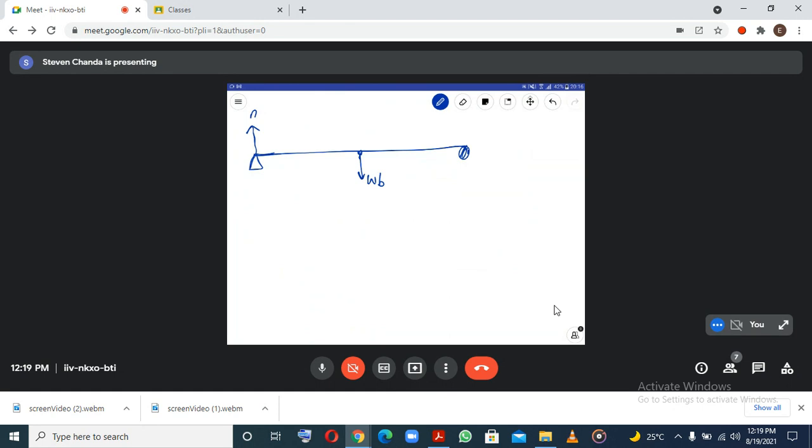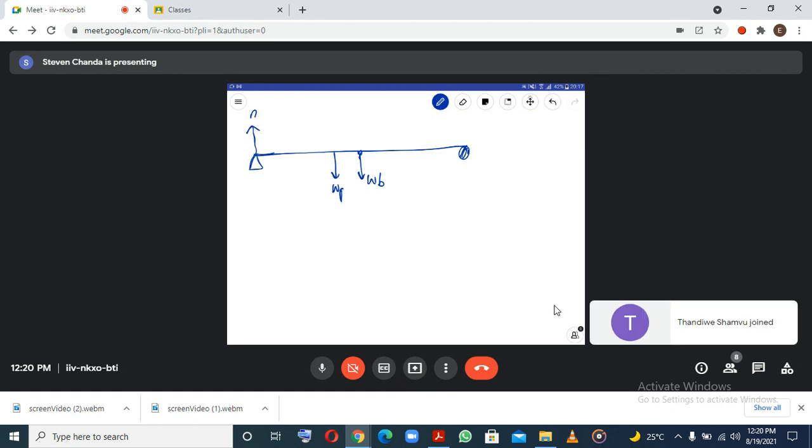For the weight of this person, remember what the center of gravity is? The center of gravity is where the weight of a person or of an object is taken to be concentrated. So even for this person, where his center of gravity is, that's where his weight is going to act. So that's the weight of the person.